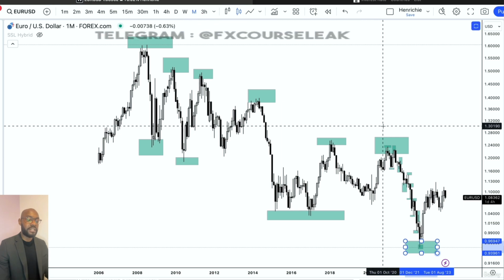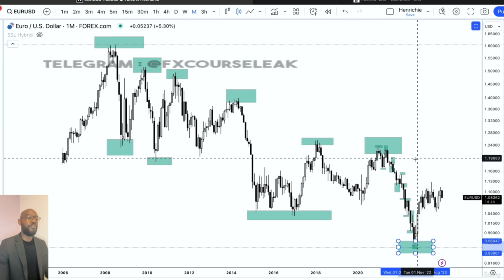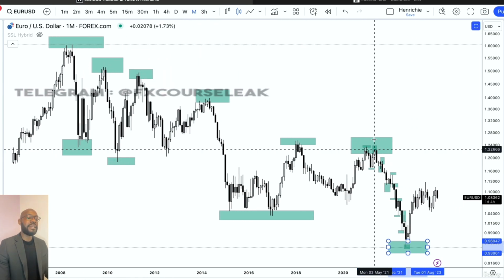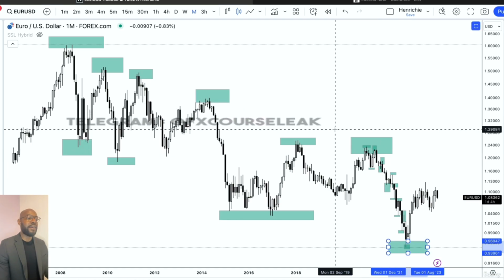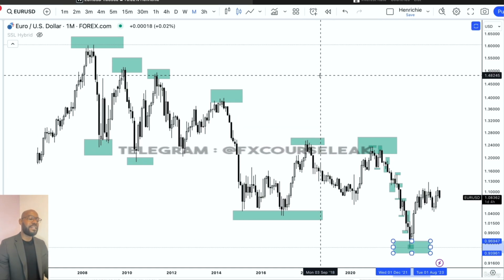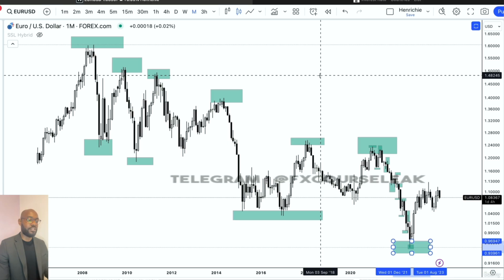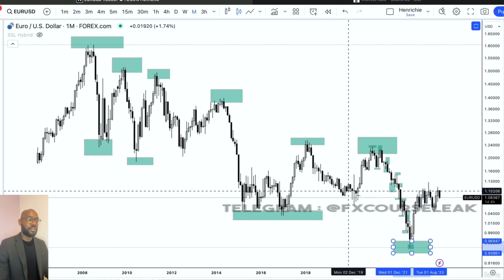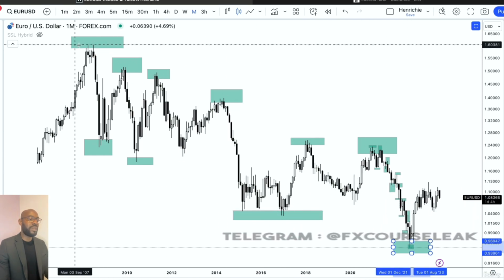The trend remains to the downside. So that means that the overall market structure is bearish. So this is basically how you can annotate your chart to understand where the trend is going. Overall, the trend is going to the downside, and we are working with the monthly.